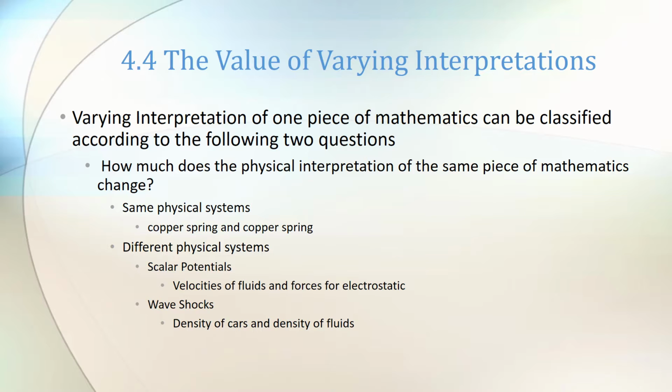The second type of cases are those where different types of physical systems are associated with the mathematics. For example, in the scalar potential cases, it represented both velocities of fluids and forces for electrostatic systems. In the wave cases, the math represents the density of cars and the density of fluids.